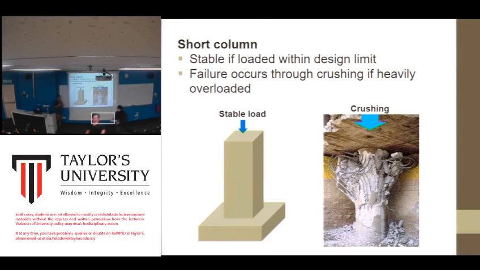So all structures are designed like that. There's a certain safety margin for the structure. But if the load is greater than the safety margin itself, for example, the safety margin is 15,000 kilonewton, but the load is more than that, maybe 20,000 kilonewton, then eventually the structure would fail. So in this case, for the column, it might crush.